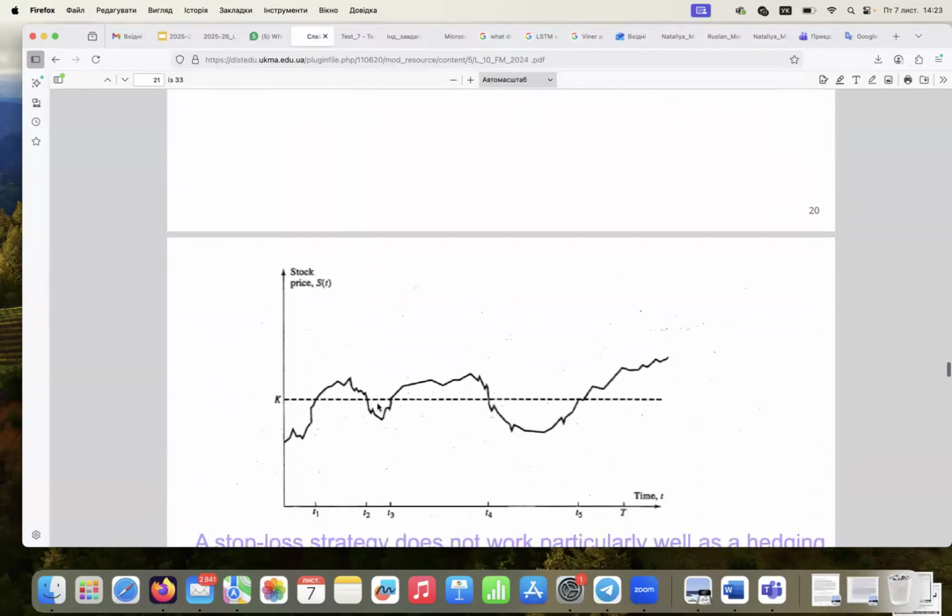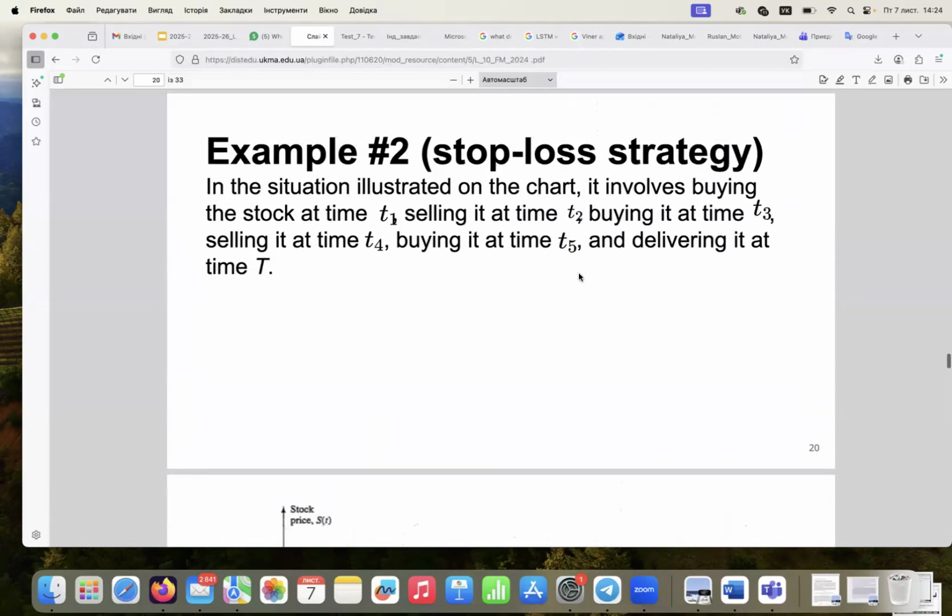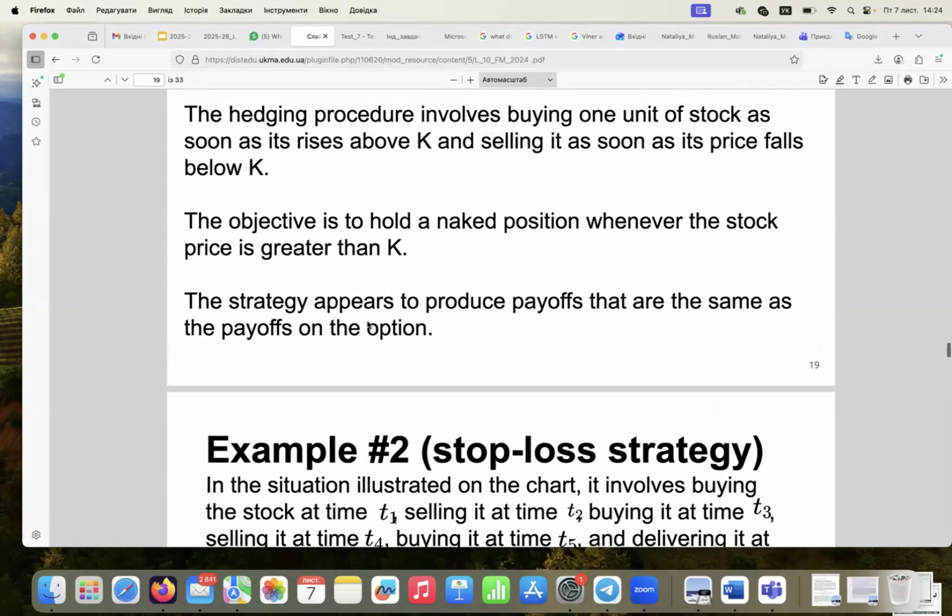Yes, so we know the strike price curve. We assume we choose the strike price, and we follow this price, and only when the price is above or below this K do we need to buy or sell our stocks. Yes, buying, selling, in this situation.